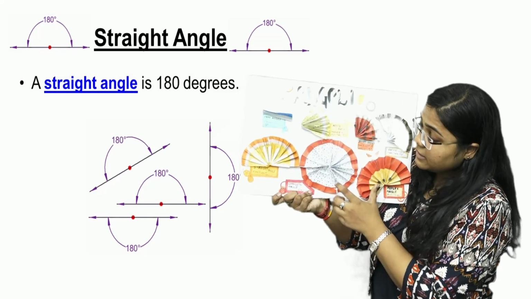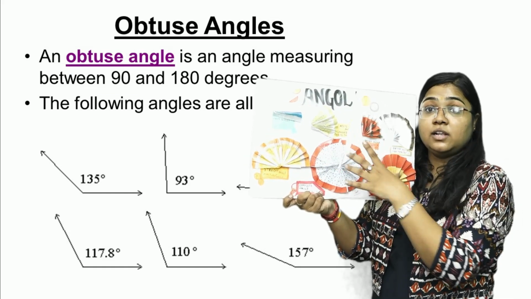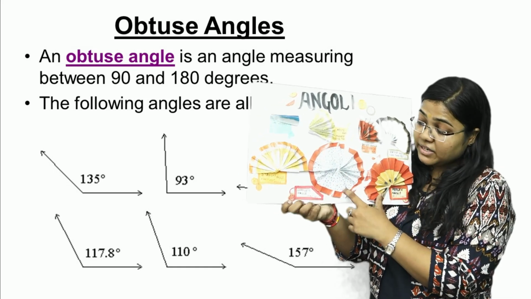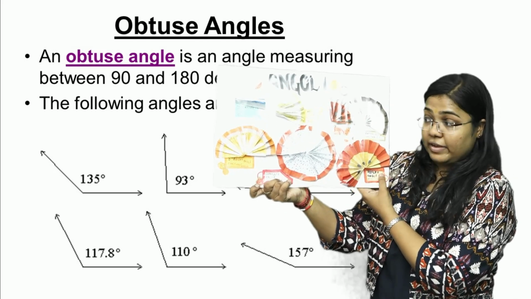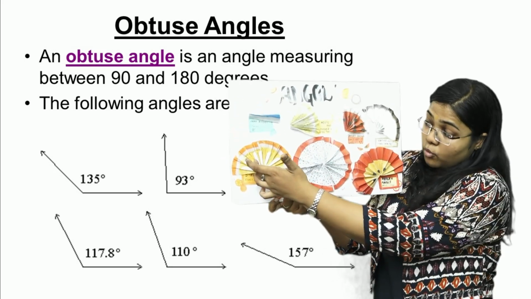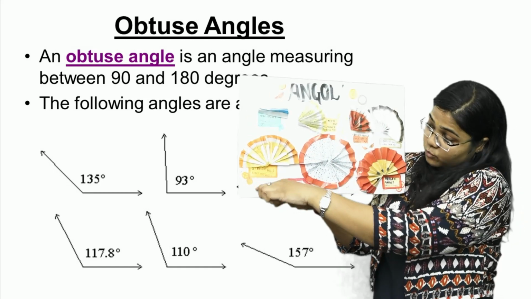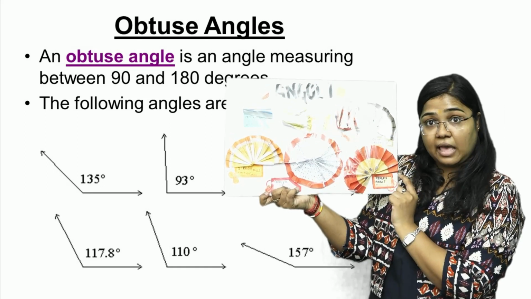Next is your complete angle. Complete angle is actually your complete circle. A complete circle is your complete angle. This measurement is 360 degrees. Next is your reflex angle, the angle which is more than a straight angle and less than a complete angle. More than straight means more than this, and less than complete is your reflex angle.